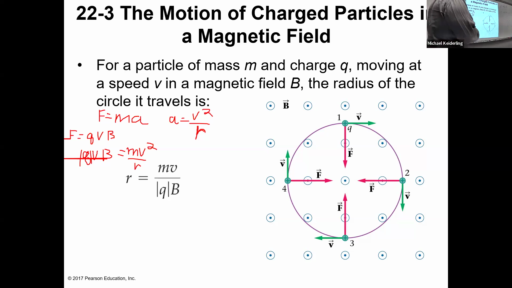So the radius of the circle that a charged particle follows, if it's moving perpendicular to a magnetic field, is mv over the absolute value of q times the magnetic field. The sign just determines which way around it goes in a circle, clockwise or counterclockwise.